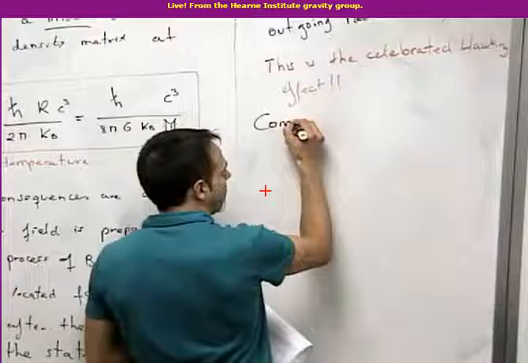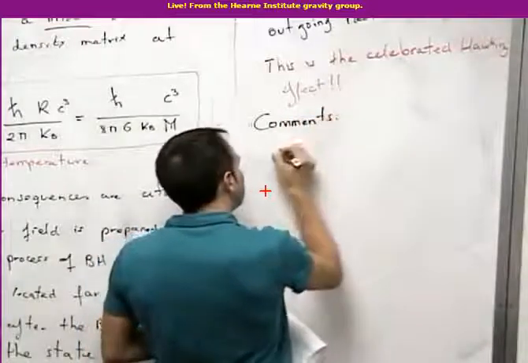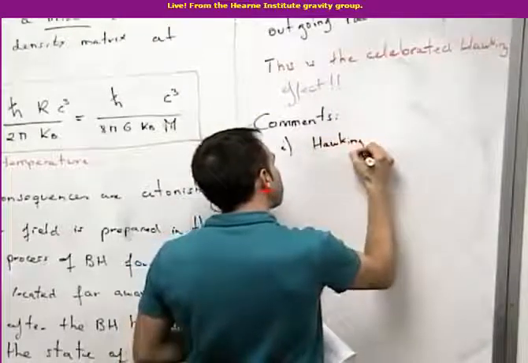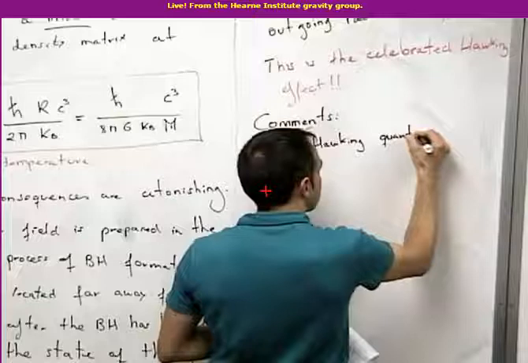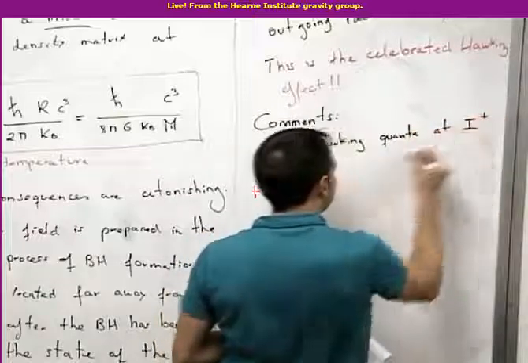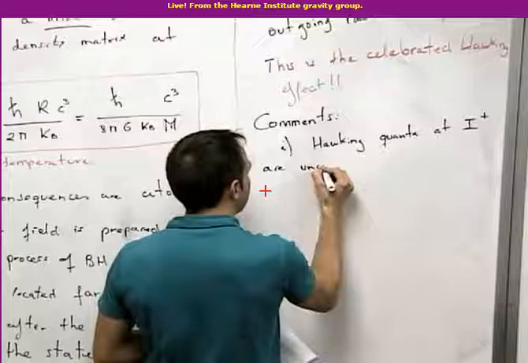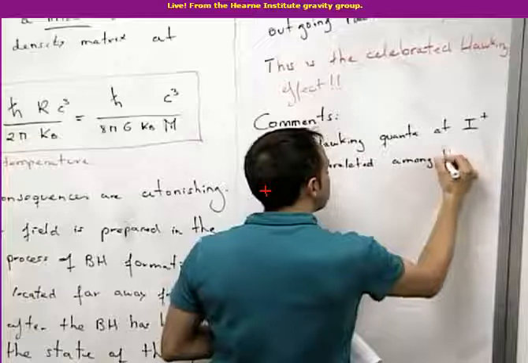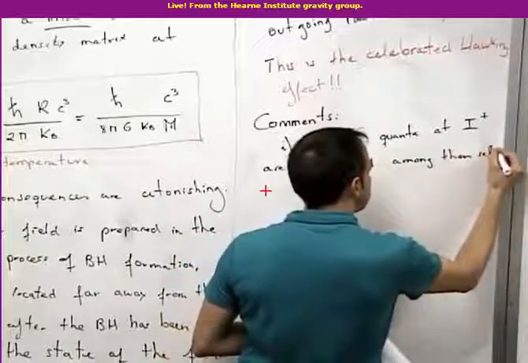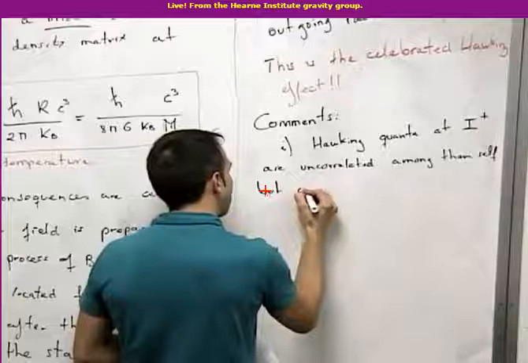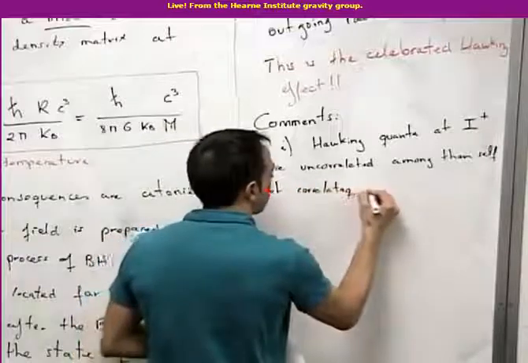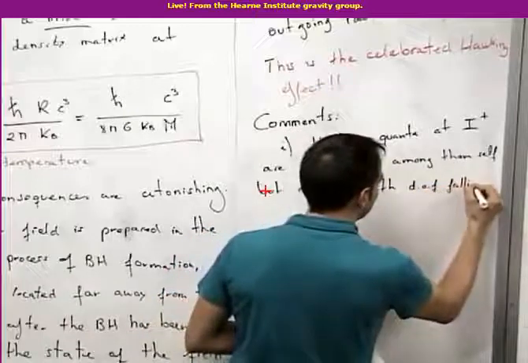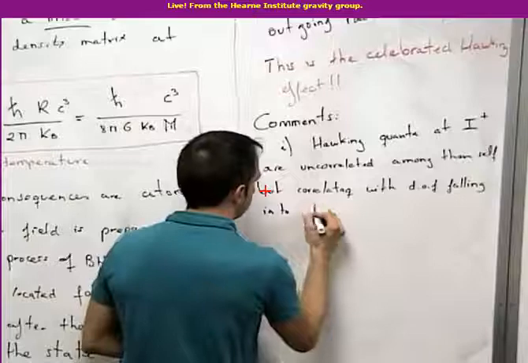Comments, just repeating what I have said. Just to emphasize it again, Hawking quanta at scri are uncorrelated among themselves, but correlated with degrees of freedom falling into the horizon, falling into the black hole.